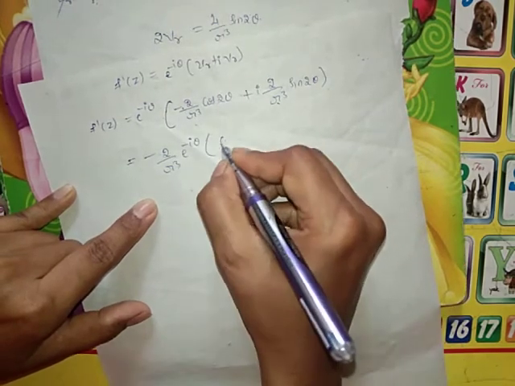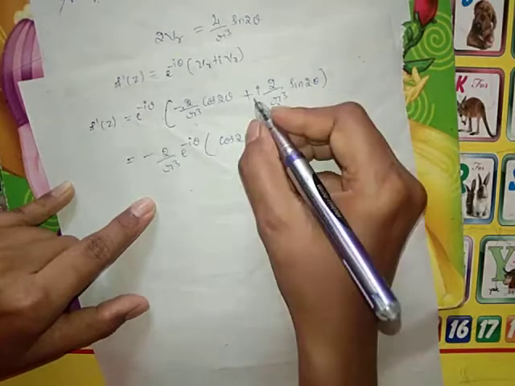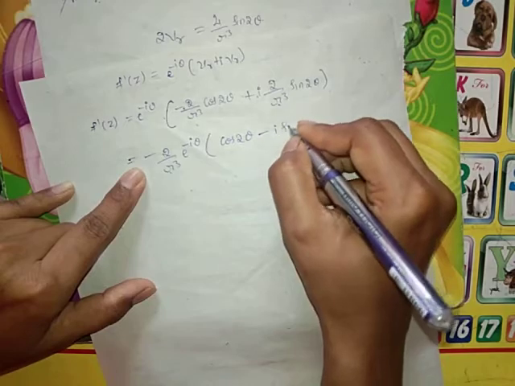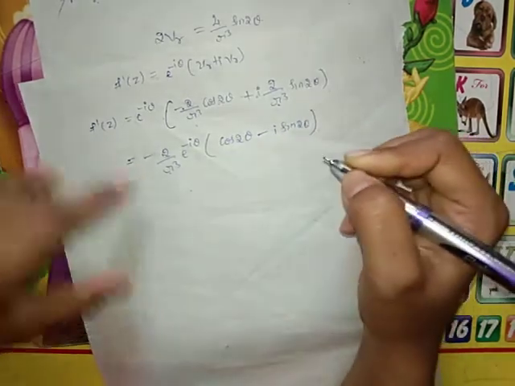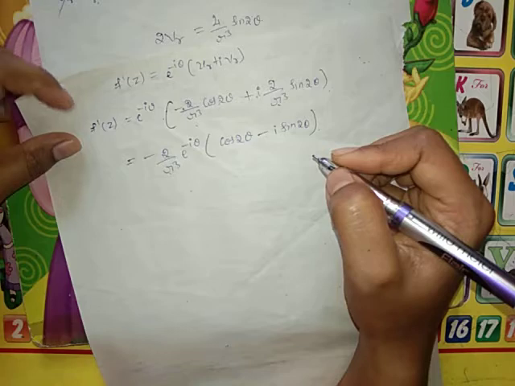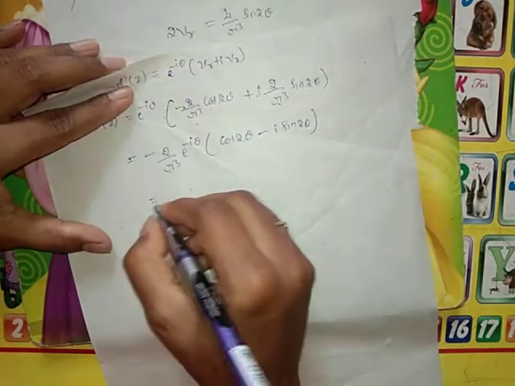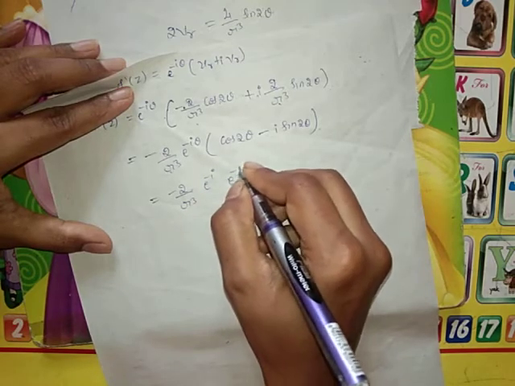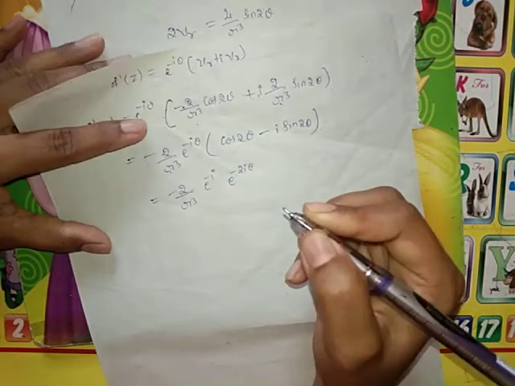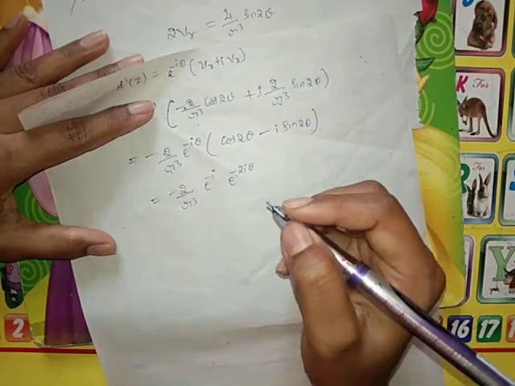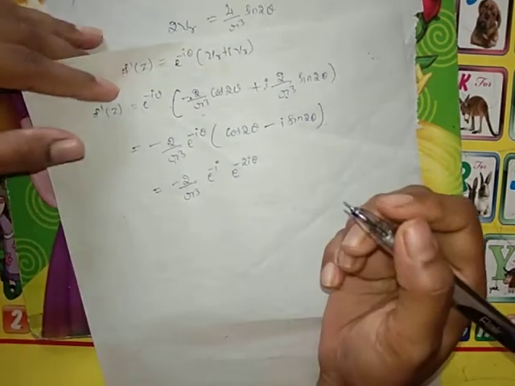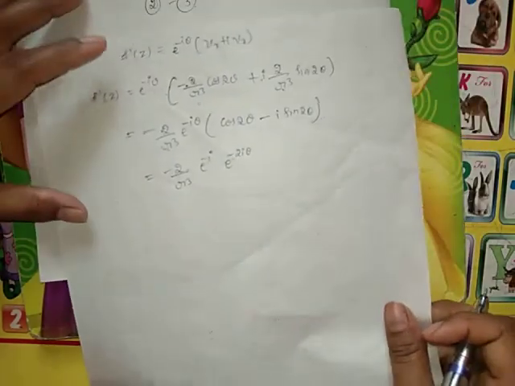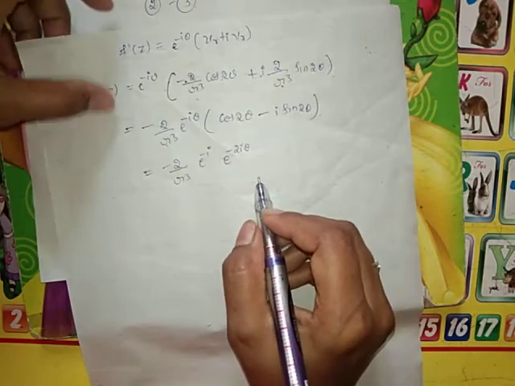Remaining is here the minus sign goes outside, then it becomes cos 2 theta. Plus becomes minus because the minus sign is taken outside, I into sin 2 theta. Cos 2 theta minus I sin 2 theta is equal to minus 2 by r cube e raised to minus I theta into e raised to minus 2I theta. Because e raised to minus I theta equal to cos theta minus I sin theta. Therefore, cos 2 theta minus I sin 2 theta becomes e raised to minus 2I theta.